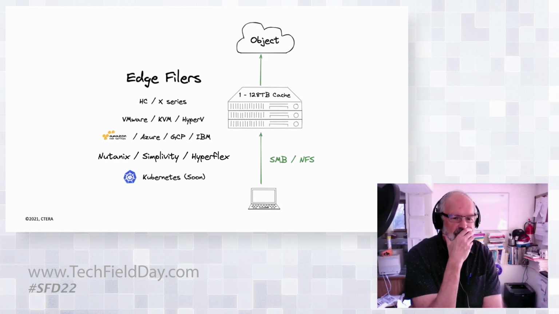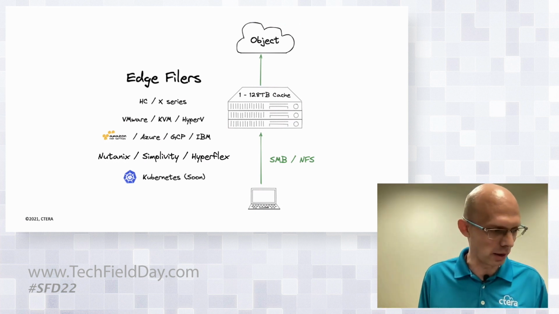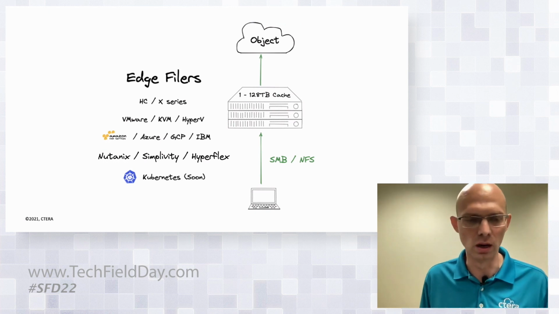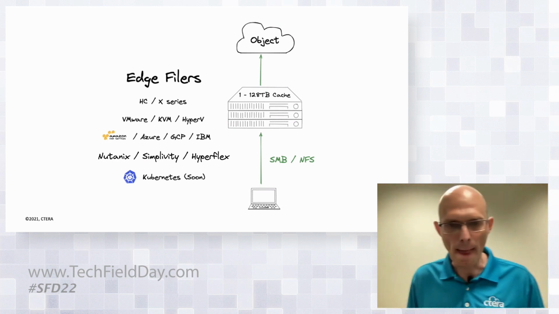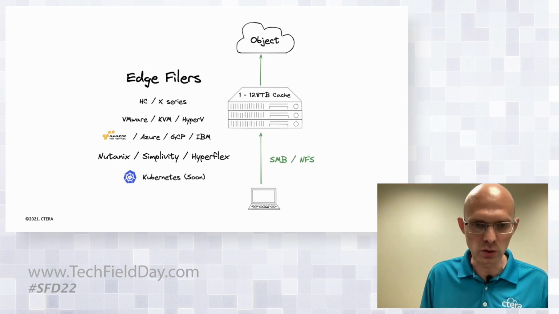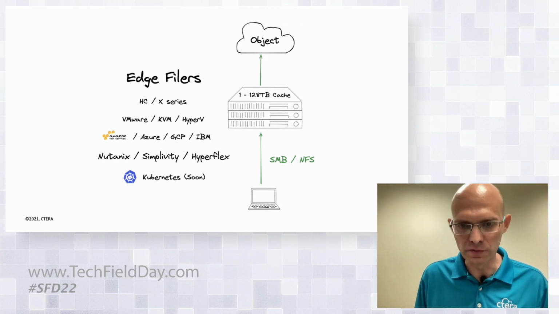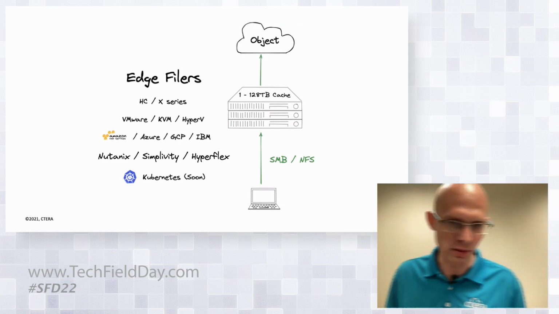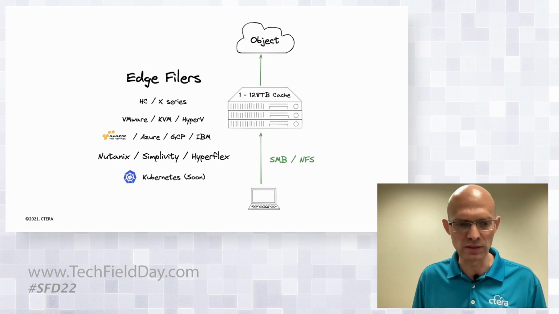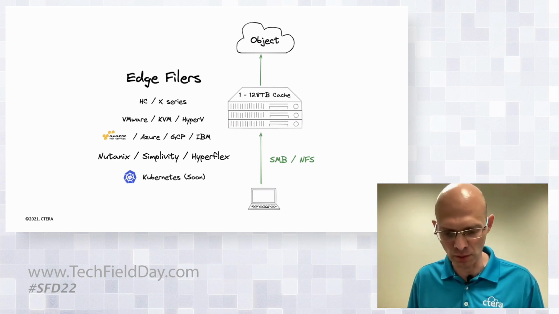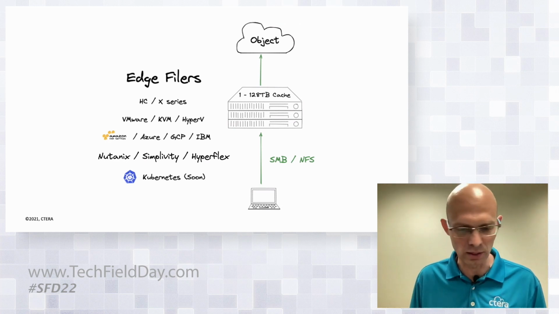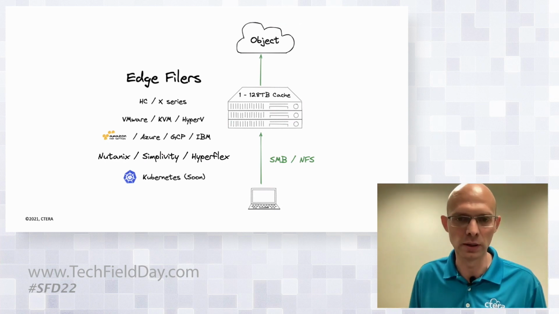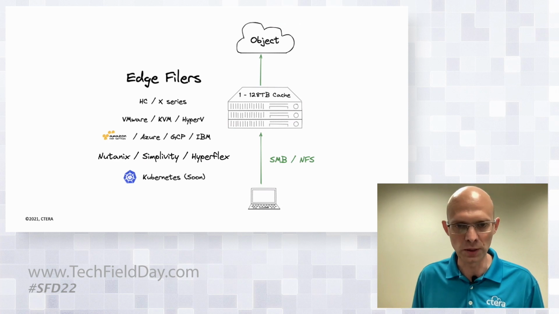The edge filers. So we have the HC series, which look like your traditional servers or NAS devices. And you can run a few virtual machines of your own on them. If you have Active Directory, we still have some space on the HC appliances where you can run your own DNS server or Active Directory if you want, as a virtual machine.